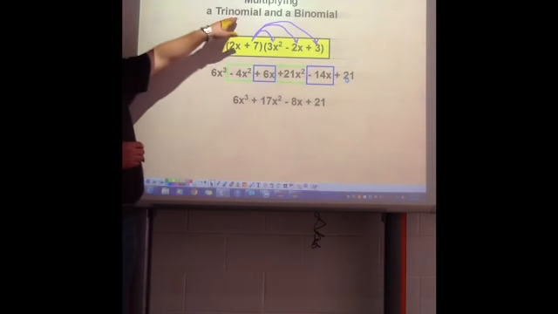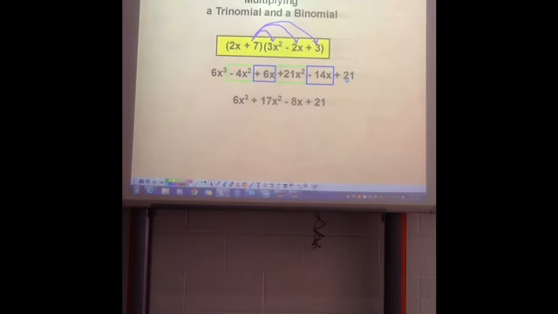And that's how you would multiply a trinomial and a binomial. Just remember to use the distributive property.